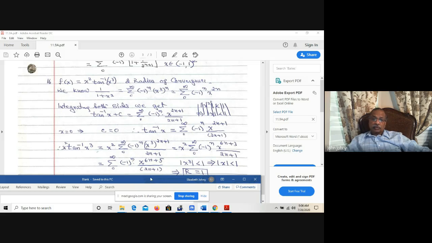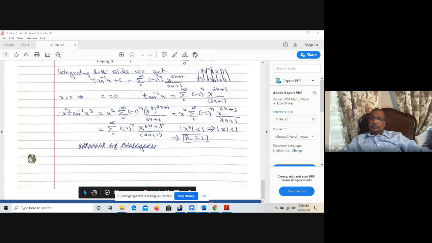Now the radius of convergence: you have replaced x by x cubed, so the absolute value of x cubed must be less than 1. That implies the absolute value of x must be less than 1. That means the radius of convergence is 1, and the interval of convergence is negative 1 to 1. Okay, so I think that's it.